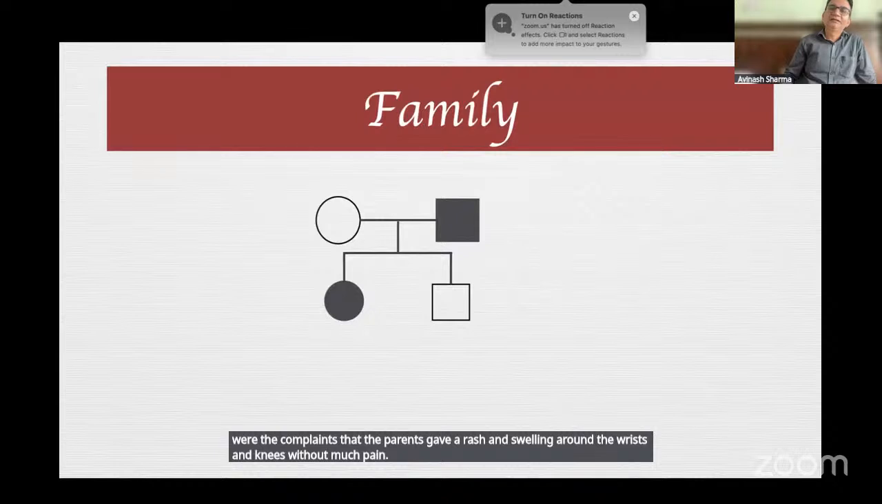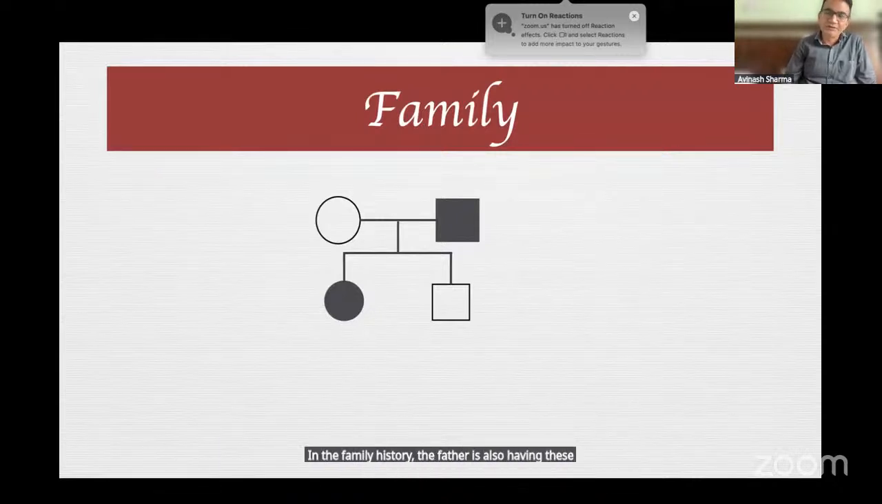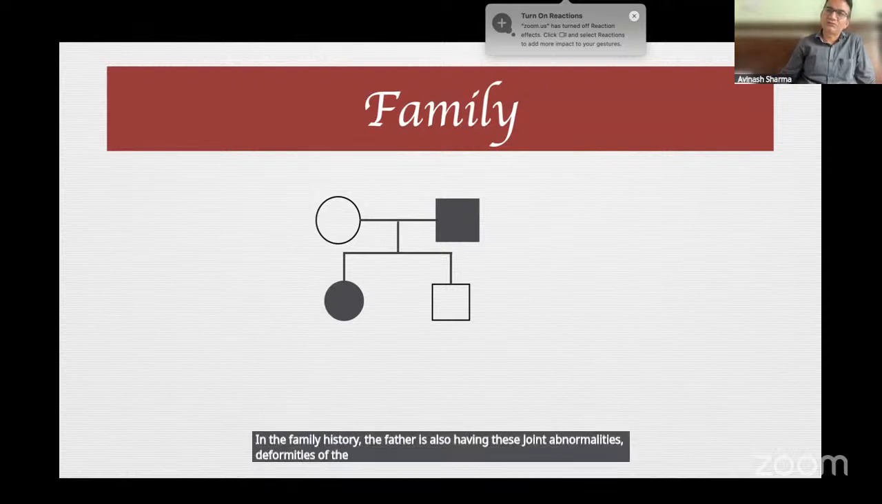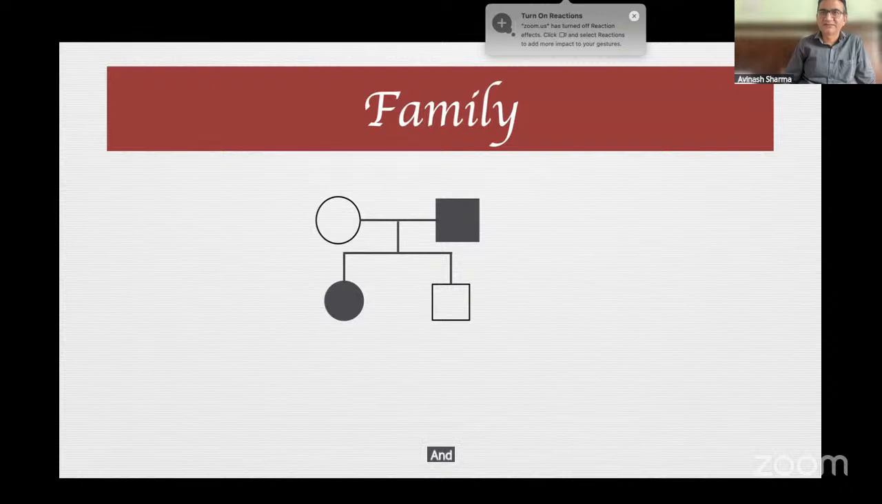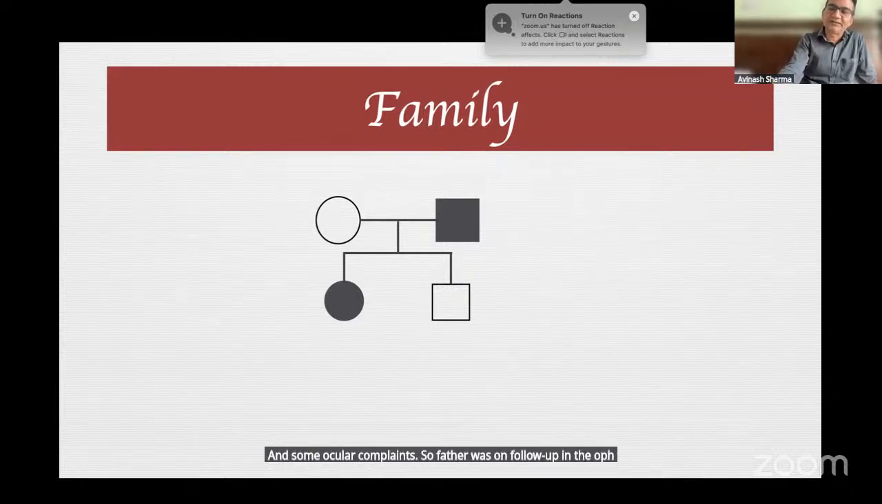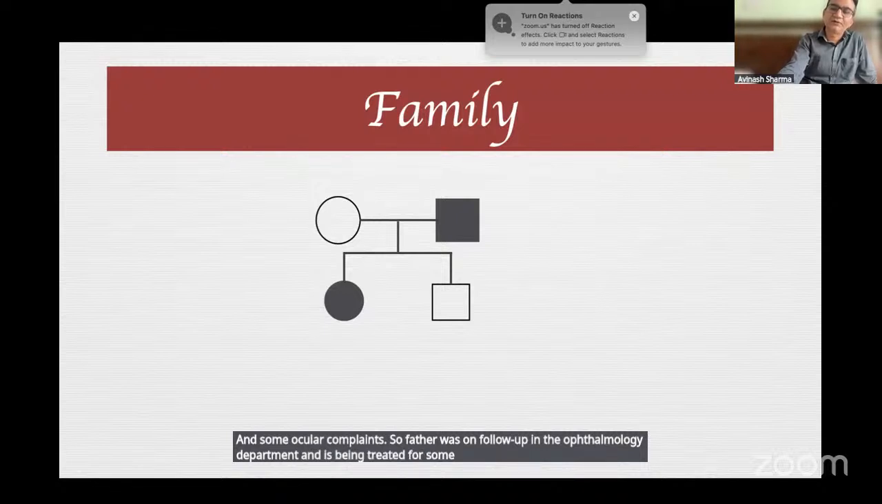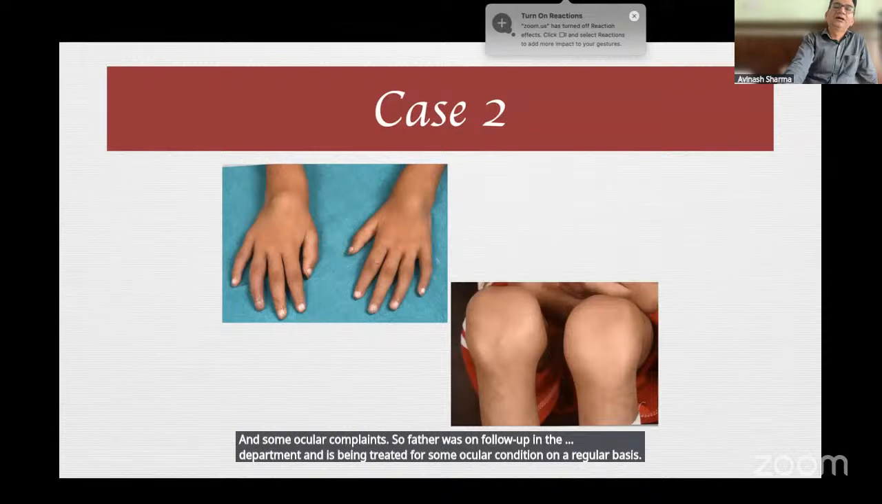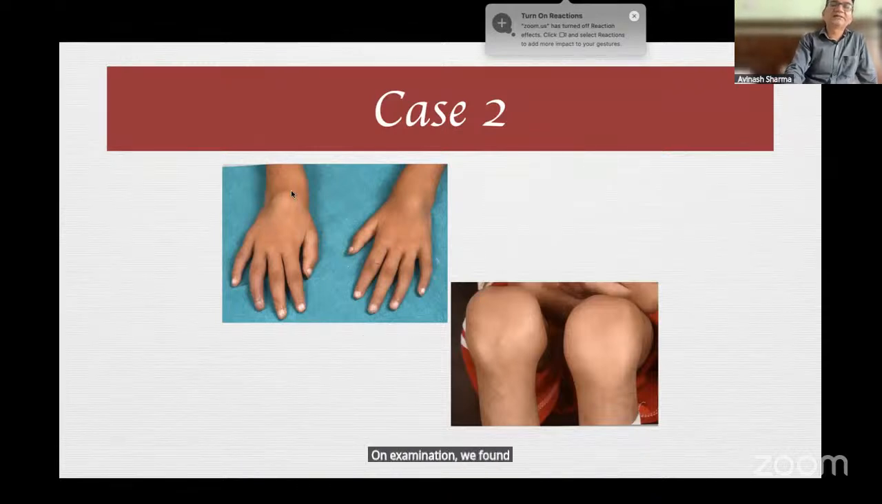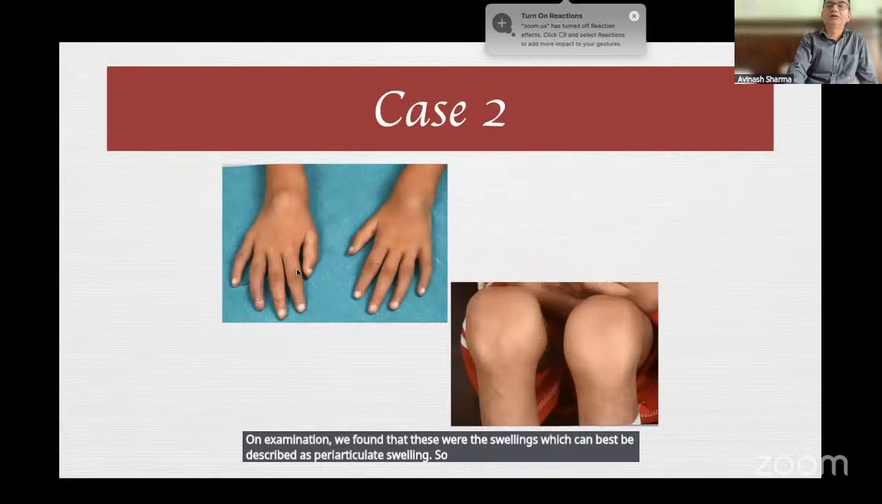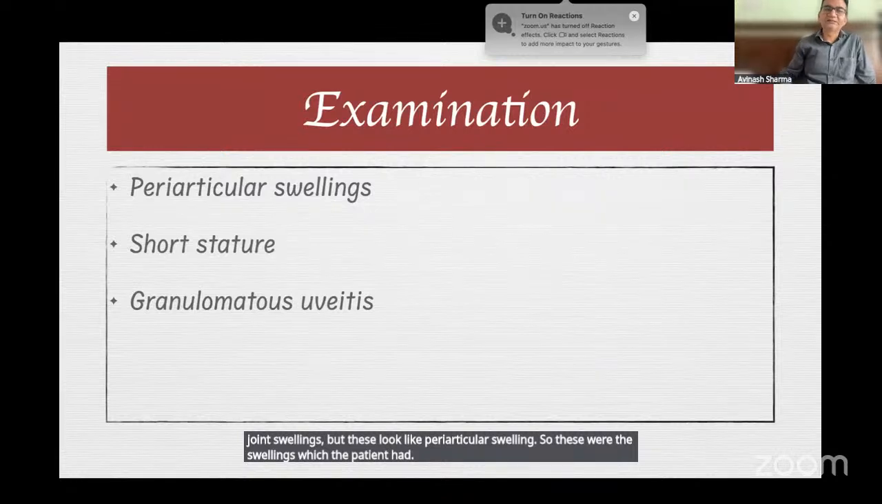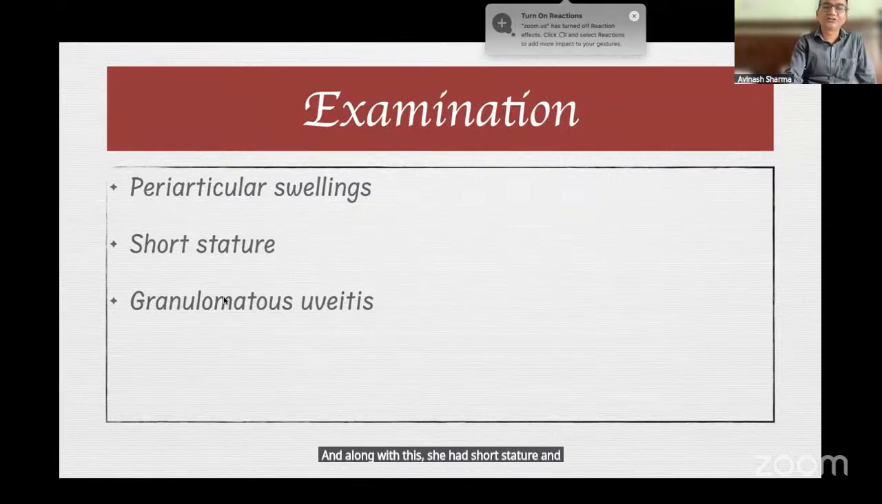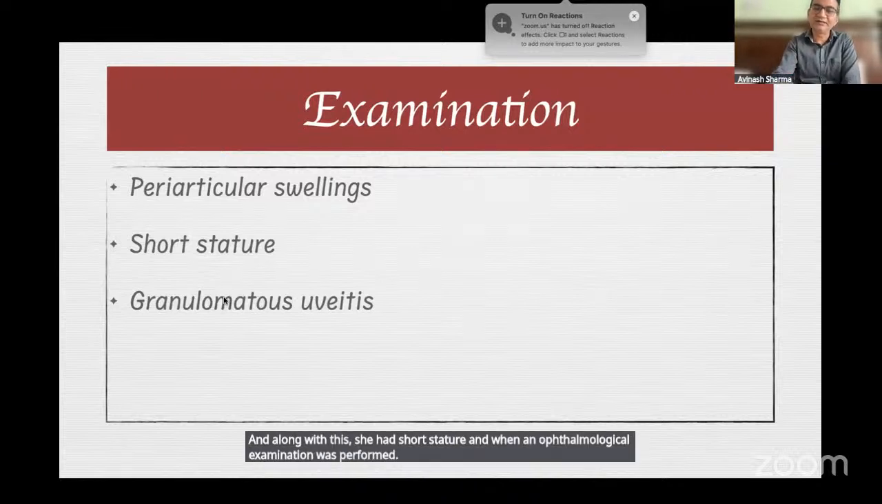In the family history, the father is also having these joint abnormalities, deformities of the joints, along with swelling of the joints, and some ocular complaints. So the father was on follow-up in the ophthalmology department and is being treated for some ocular condition on a regular basis. On examination, we found that these were swellings which can best be described as periarticular swellings. They may not be called typically joint swellings, but these look like periarticular swellings. And along with this, she had short stature. When an ophthalmological examination was performed, it revealed a granulomatous uveitis.